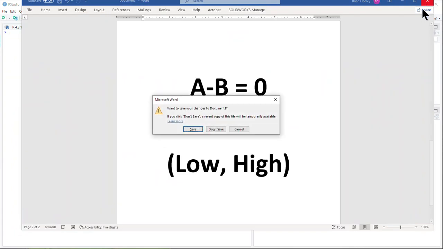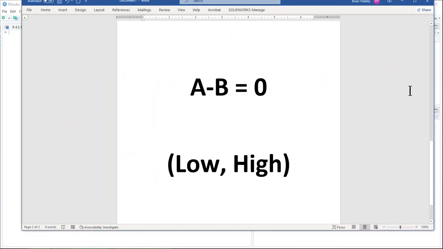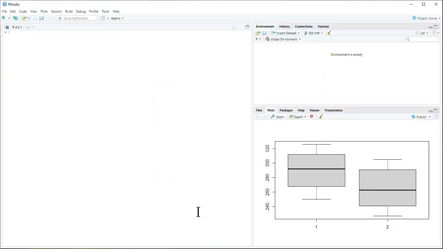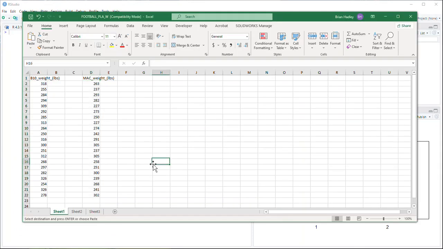I randomly chose 21 weights for men's football out of the Big Ten last week, randomly out of all the Big Ten teams. And then I randomly chose 21 of the weights from MAC teams out of the MAC for men's football. All right, so let's take a look.